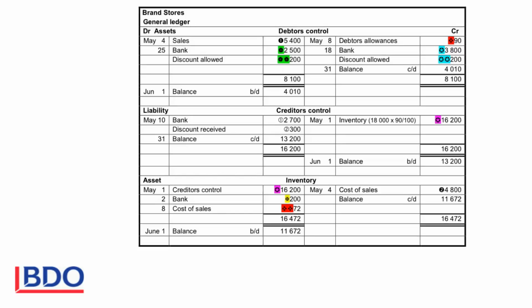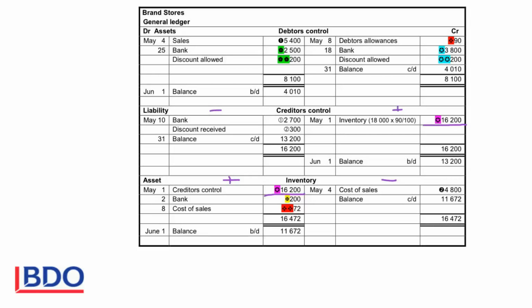The inventory account will increase on the debit side because inventory is an asset, and assets increase on the debit side and decrease on the credit side. So inventory will be debited with 16,200, and the creditor's control will be credited with 16,200 because creditors is a liability, and a liability increases on the credit side and decreases on the debit side.